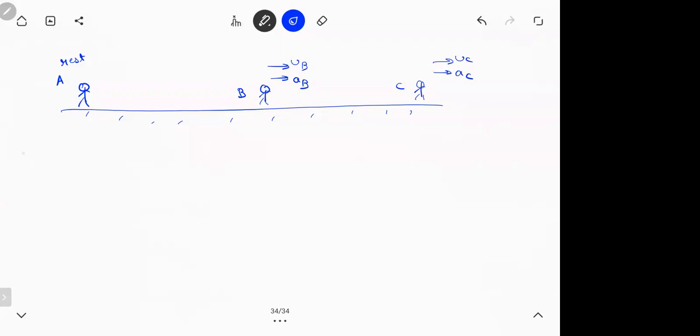Now, I want to study with respect to B, meaning your observer is B. Let's say some mosquito is standing on the head of B and is looking at everyone. It's the same thing we do: we stand on the earth and we look at the sun and everything, and the sun appears to be going around us. Getting it?